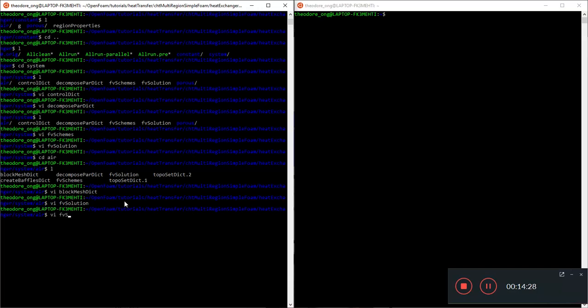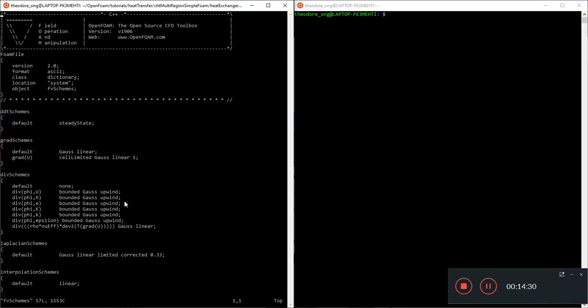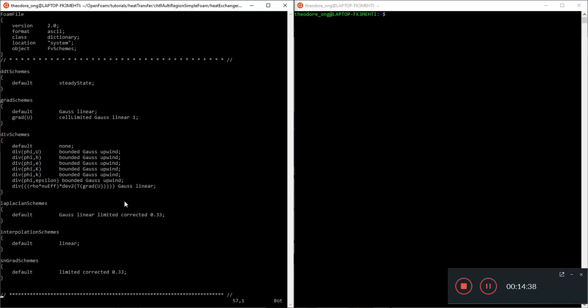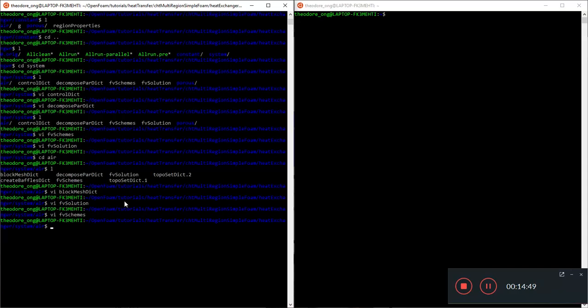So we look at the FV schemes. We take a look, it's a bounded upwind Gauss. All right, so there's some correction factor there. Gauss linear limited corrected in the Laplacian schemes. Okay, so it's a steady state simulation, which is correct for SimpleFoam. Okay, I mean chtMultiRegionSimpleFoam, yep.